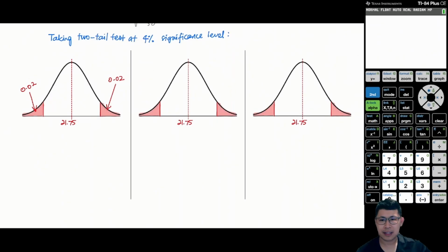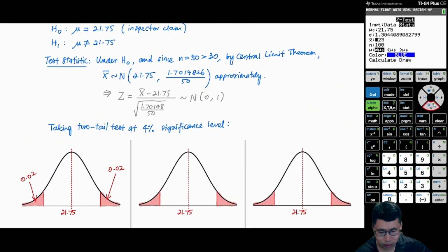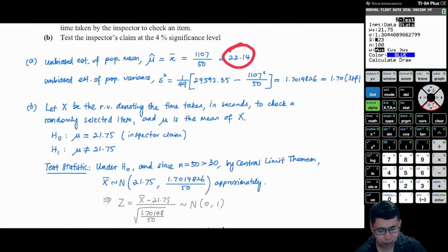So on my calculator, let's go to statistics, go to test, z-test. Let's key in our statistics over here. The mu not is 21.75. The sigma, which is the original sigma, is actually, this is the variance, so we are going to look at the standard deviation. So be very careful: 1.7014826. The x bar that we've calculated, oh, we haven't calculated our x bar yet. Oh wait, we have calculated our x bar, which is actually 22.14.